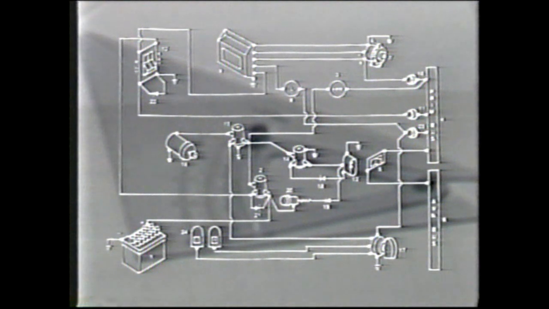A pictorial diagram uses simple line drawings rather than symbols to show how each component is wired into the system. In both the wiring diagram and the pictorial diagram, the wiring connections, not the physical location of the components, is shown.